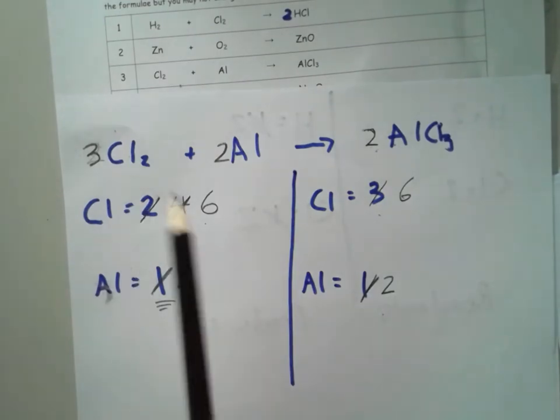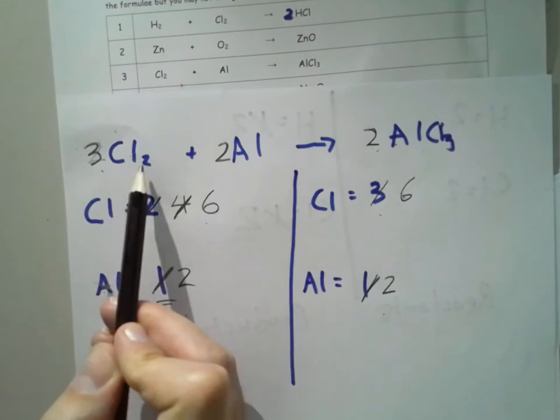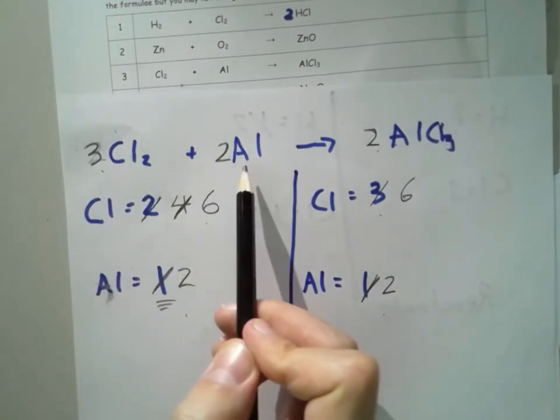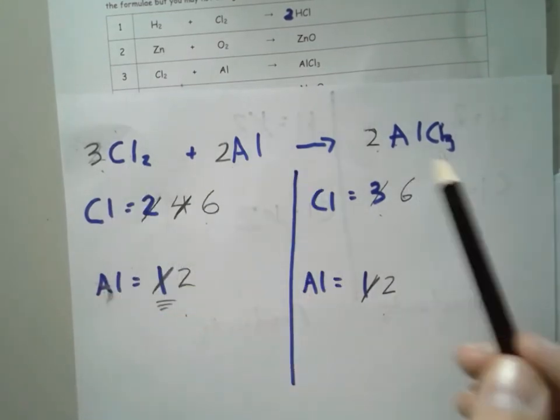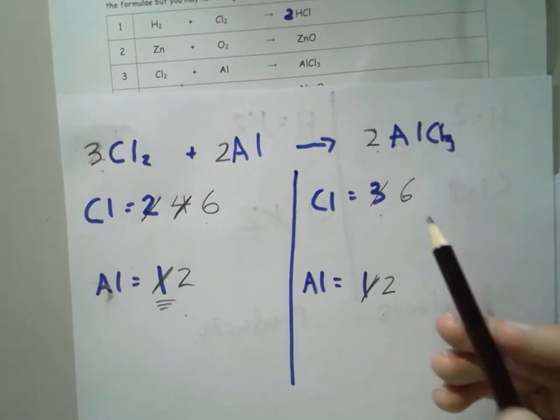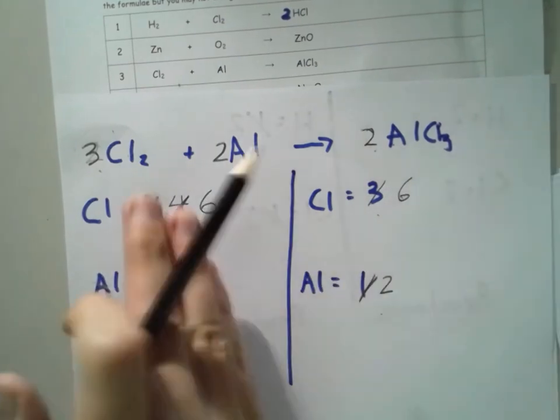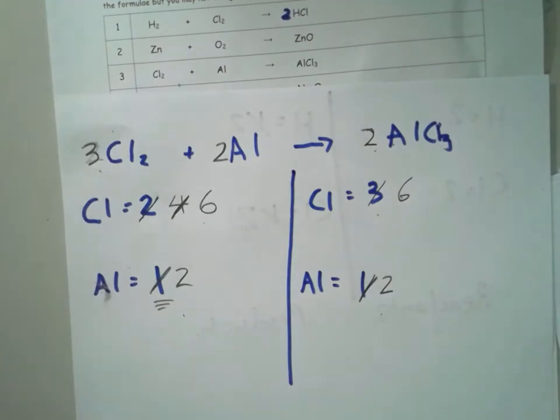What you'll notice is that 3 lots of Cl2 plus 2 lots of Al, aluminium, will give you 2 lots of aluminium chloride. And this is what it means. And that is a medium difficulty balancing equation question.